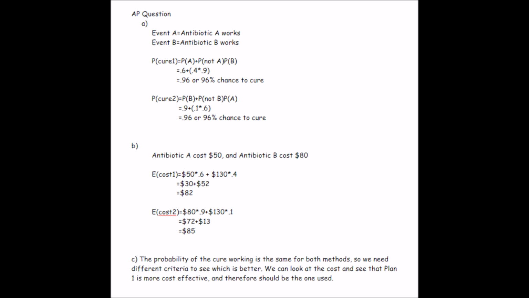Finally, Part C is asking, based on the results in Part A and B, which plan would you recommend? Explain your recommendation. I would recommend Plan 1. So the probability of both plans working is the exact same. They're both 0.96. So since they're both the same probability, you have to look at other criteria to determine which one is better. So Plan 1 only costs $82, while Plan 2 costs $85. So it's going to be better to use Plan 1 since it costs less money, but has the same probability of working.